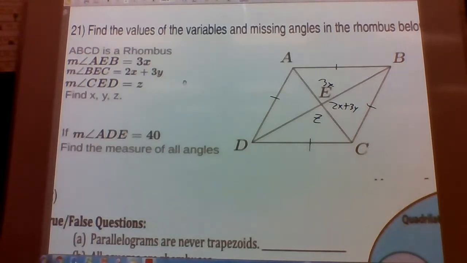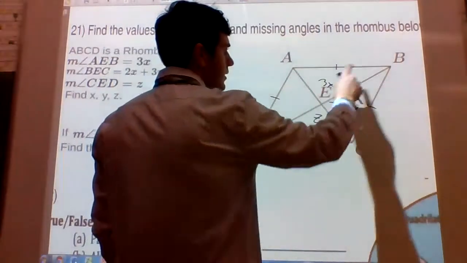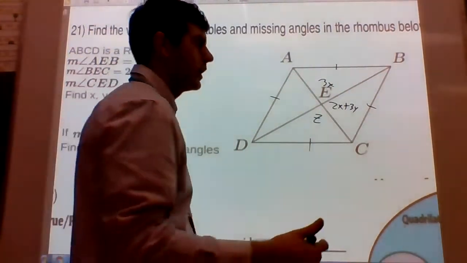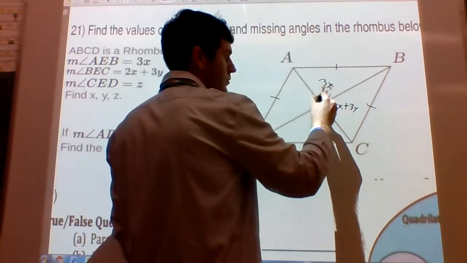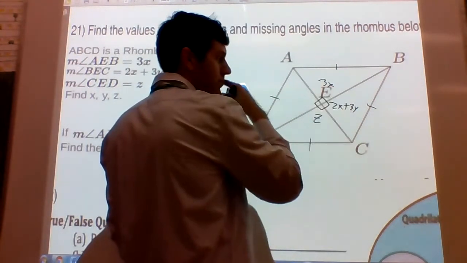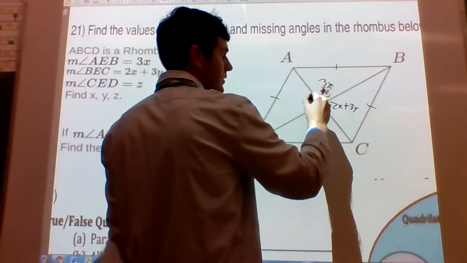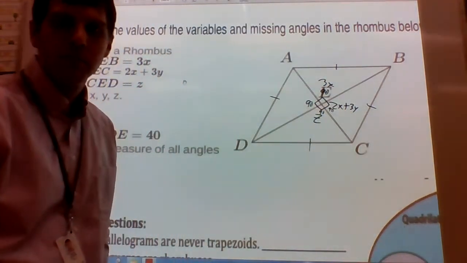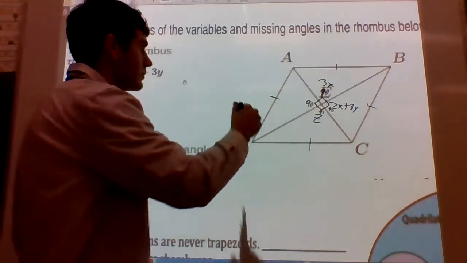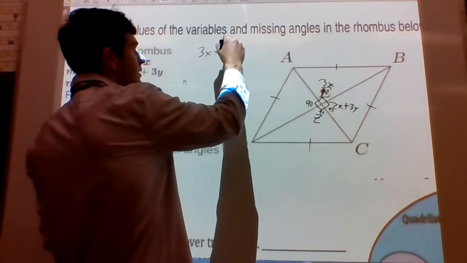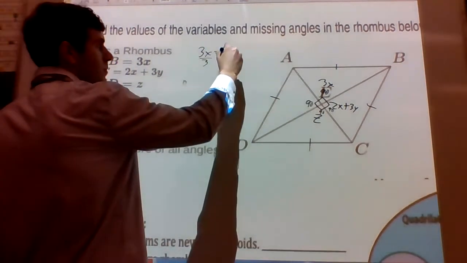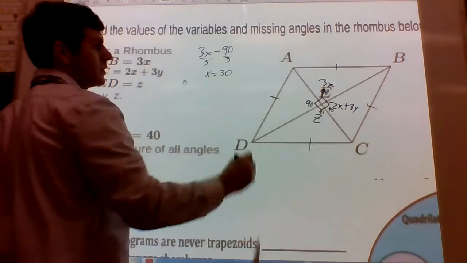So the two diagonals are AC and DB, and our diagonals are perpendicular. That means where they intersect, we have right angles. So we have four right angles. So we have 90, 90, 90, and 90. So 3x is going to equal 90. Divide by 3. X is going to equal 30.